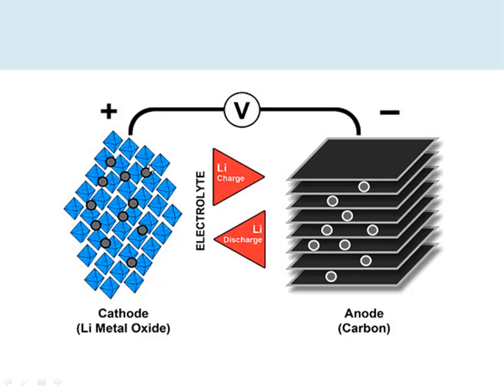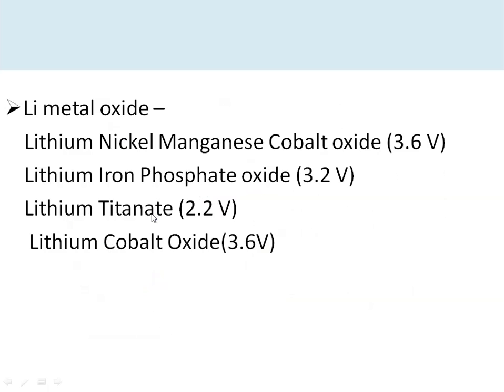And this is the internal structure of the lithium ion battery, which has a positive and a negative electrode. The positive electrode is made up of lithium metal oxide, and the negative electrode is made up of carbon. During charging, lithium ions move from the cathode to the anode, and these lithium ions are stored inside the layers of the carbon. During the discharge process, the lithium ions come back to their original state and occupy their place in the compound.